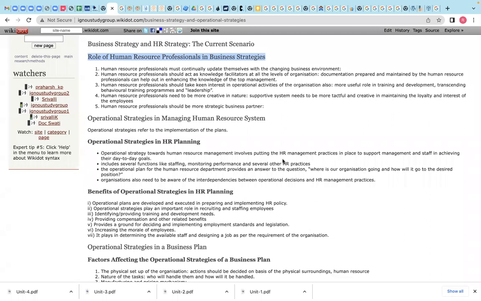Next, we are going into the role of HR professionals in business strategy. What exactly are HR professionals going to play? This is also a repetition, but we'll go through. HR professionals must continually update themselves with changing business. They need to know business so that they can contribute. They should facilitate the knowledge at all levels. That means they are providing the knowledge management framework for all people. For example, if they are collecting data for future trends, that is going to be a knowledge resource for top management to form the strategy.